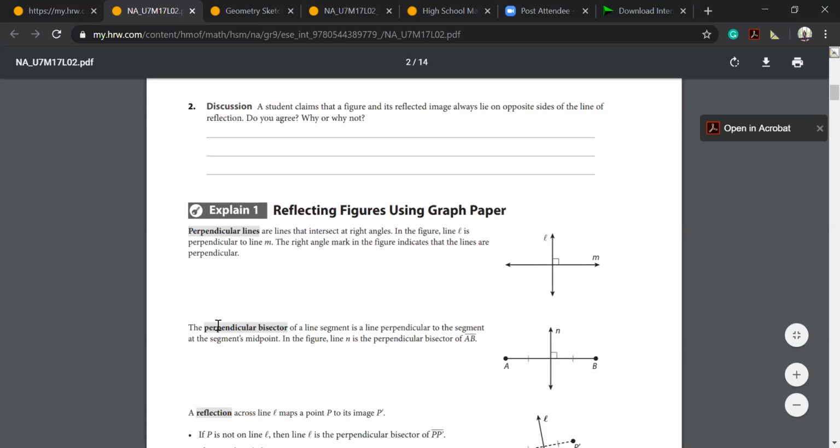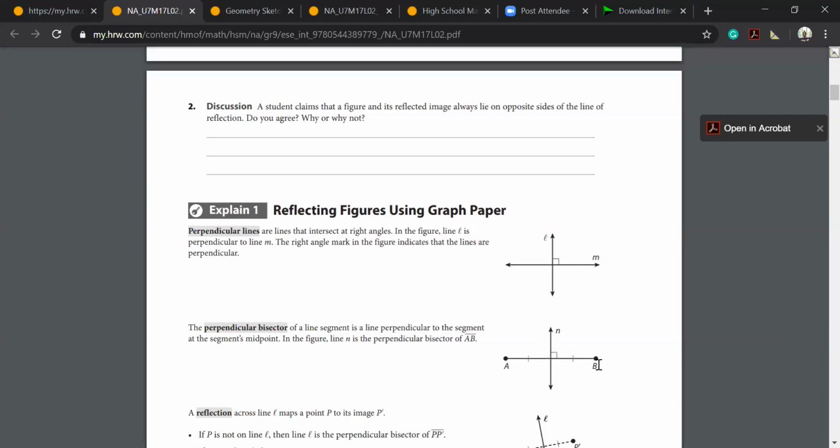Why is it called perpendicular bisector? Because N is actually perpendicular to AB. So if N is perpendicular to AB, it's perpendicular. If it also bisects AB into two equal parts, so it is called a perpendicular bisector. Okay, why is this important? Just know it because it will help us in graphing.